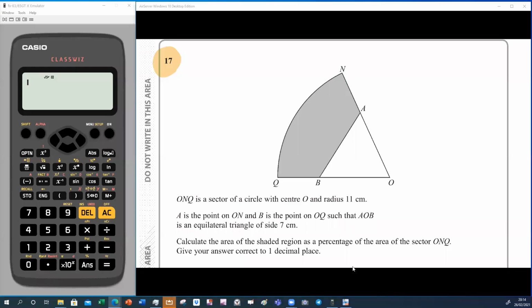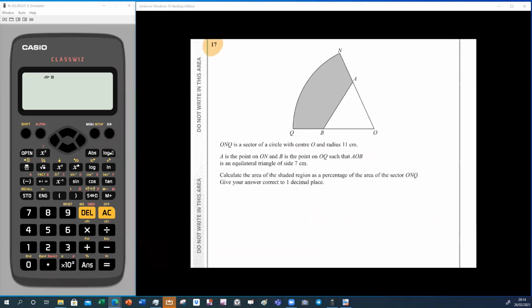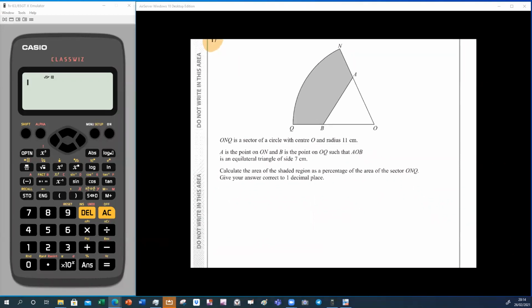Right. Question number 17. This is our paper number 2, 2017. Ismail, please, can you unmute and join me on this question? I think I need to make it a little bit smaller in order for me to have some space to do any working out. Okay, Ismail, can you start reading first, please?